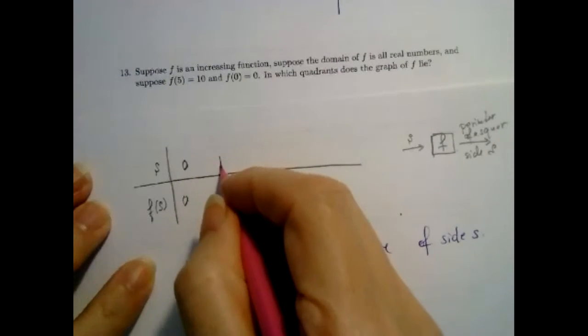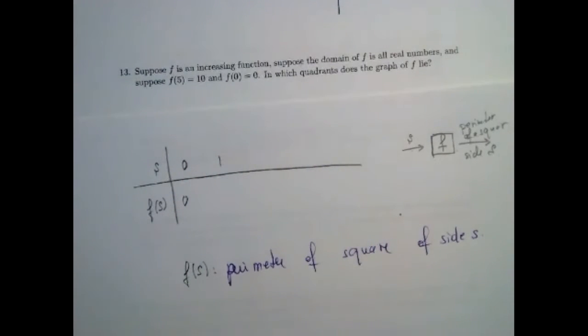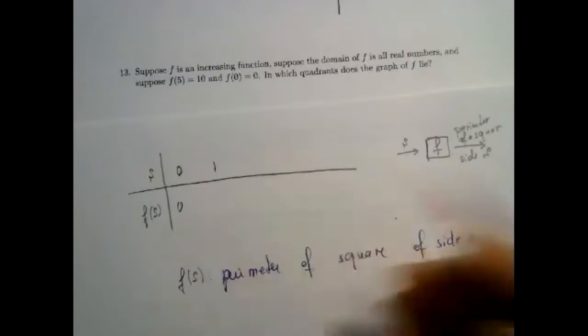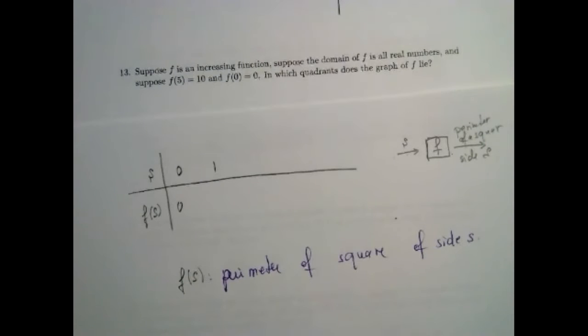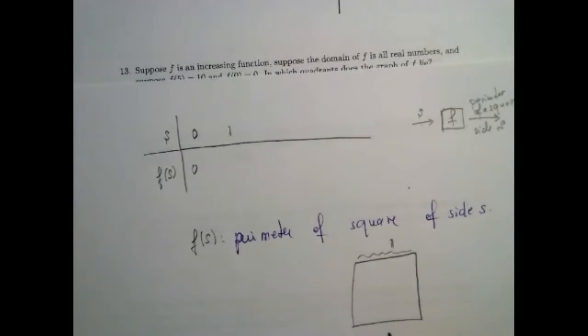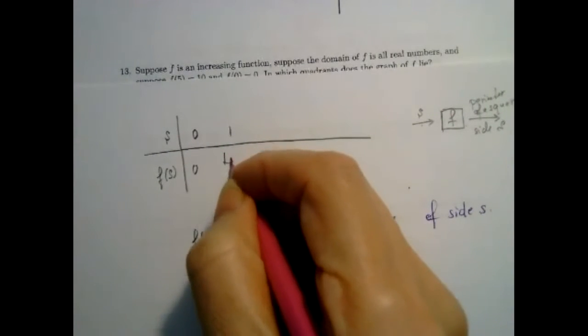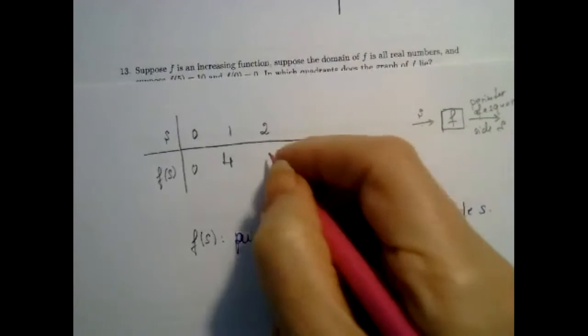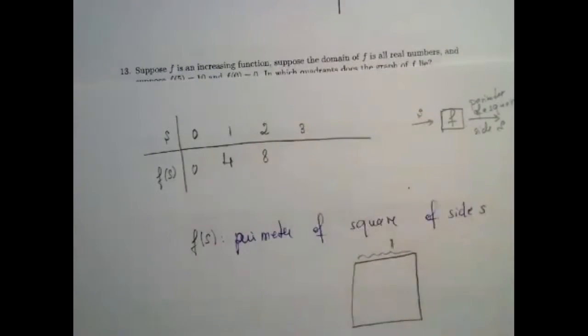If s is 1, very quickly, what is f of s? It'll be 4. If the side is 1, the perimeter is going to be 1 plus 1 plus 1 plus 1. That's the function. I keep going. If the side is 2, 8. 8. Picture is clear.